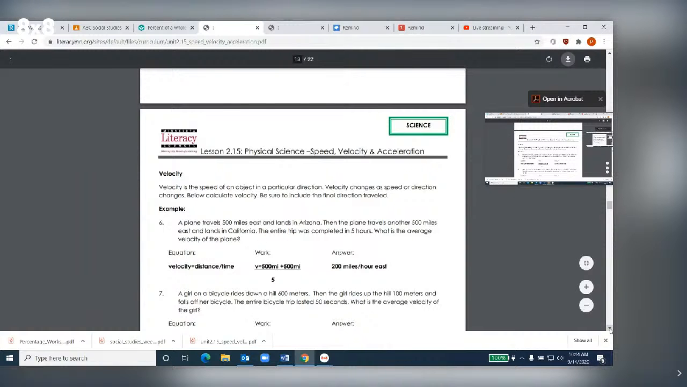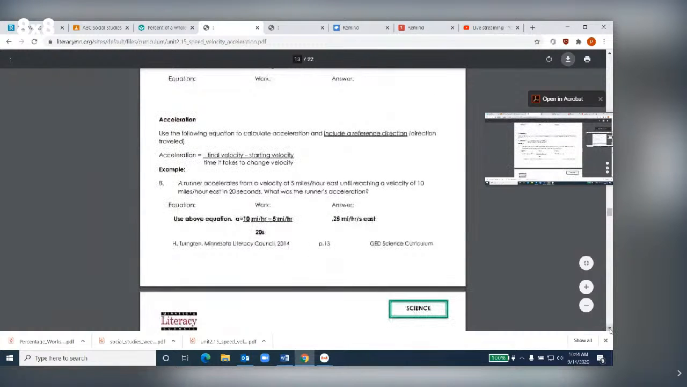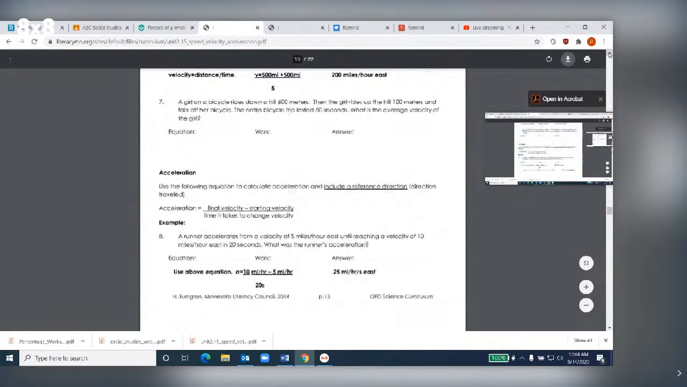And the last one, acceleration, is final velocity minus starting velocity over time. So one thing you have to keep in mind, time is always going to be on the bottom. And that's how long it gives you in the equation, okay?